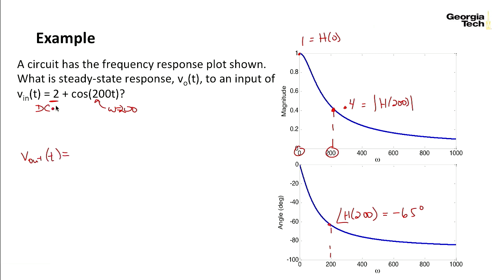Okay, I look at the DC component. I take this DC component and multiply it by this value. So that's 2 times 1 is 2. Plus, I look at this component right here. The amplitude is 1. I multiply it by the amplitude here, 0.4, cosine of 200t. And then this has a 0 angle, so I just have to worry about this one. So it's minus 65 degrees. And that's the output corresponding to this input to a circuit that has this frequency response.